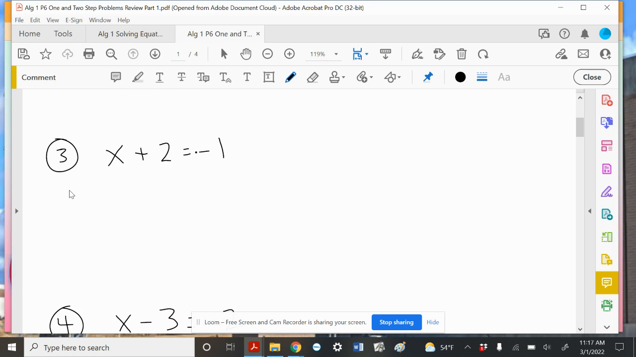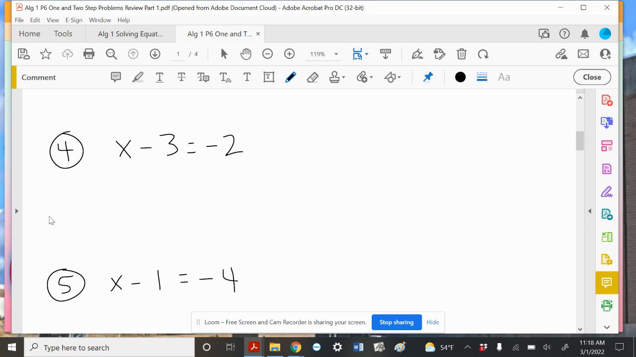Continuing, I want to get the 2 moved over to the other side because, again, I want to isolate the x or get the x by itself. So I'm going to subtract 2 from both sides. I get x here. It stays there. Those add up to 0. When I add two negatives, I have negative 1 plus negative 2, or you can say it as negative 1 minus 2, and that gives me negative 3.